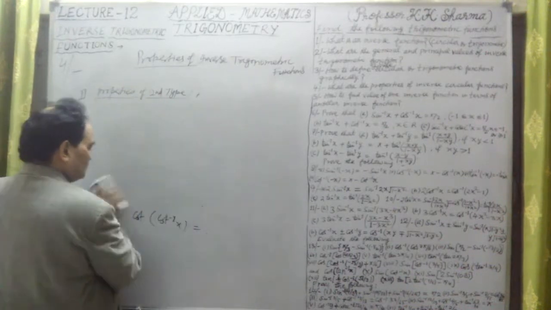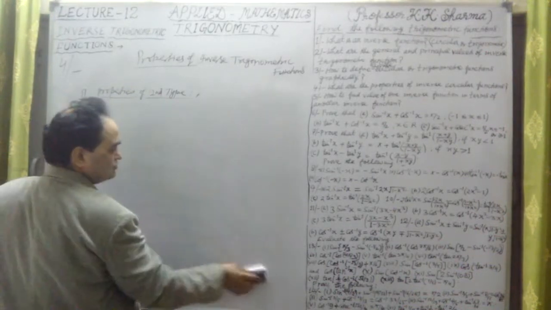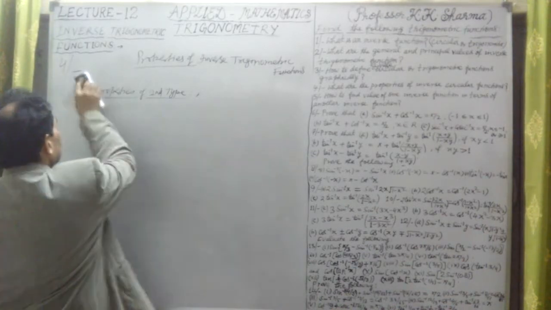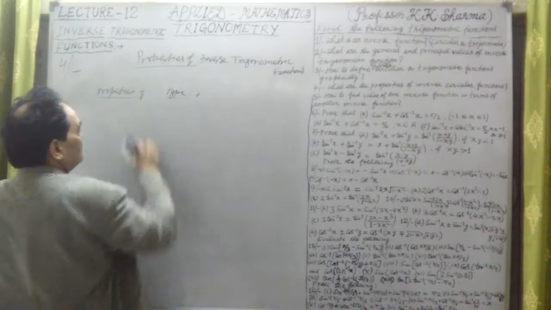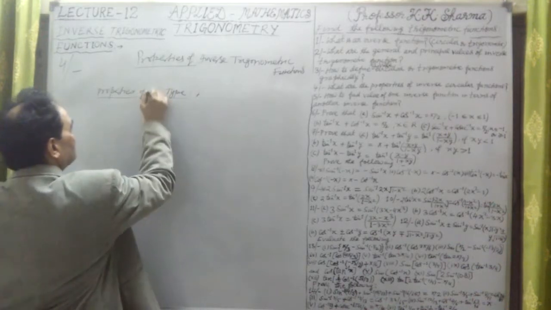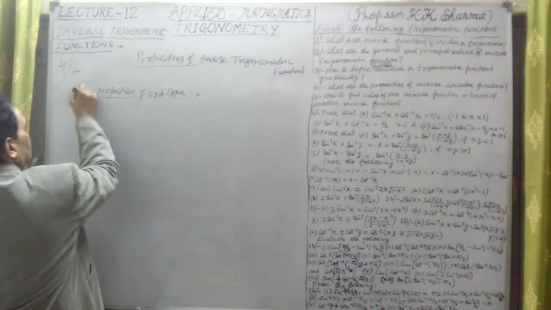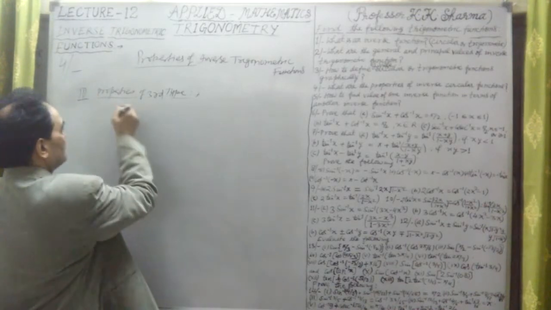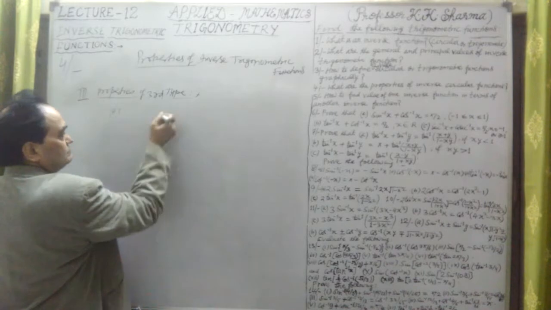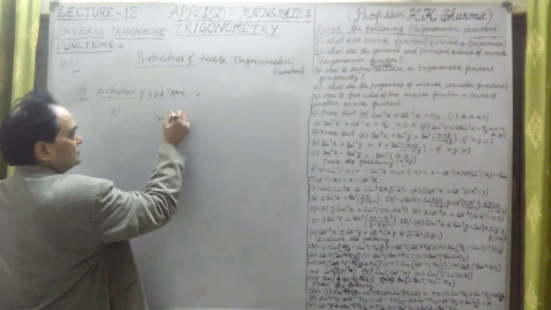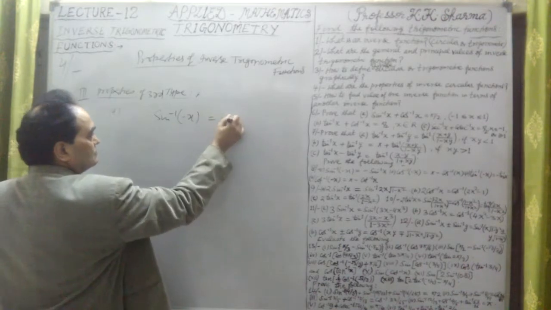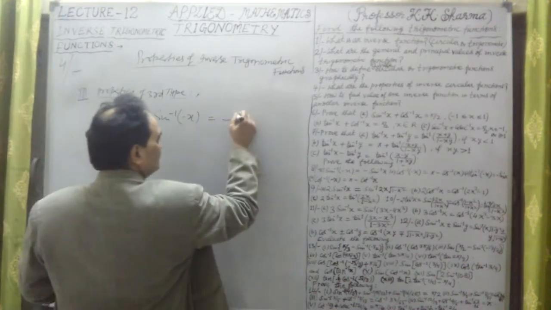Type 3 properties of inverse trigonometric functions. Now the third type of property. These properties are: if we take first A, sine inverse of minus x is equal to minus sine inverse x.